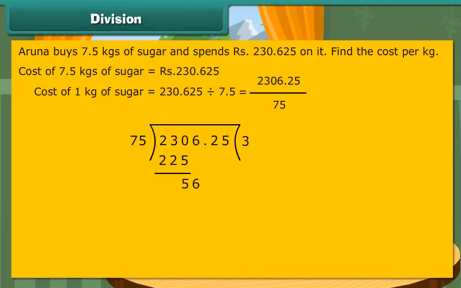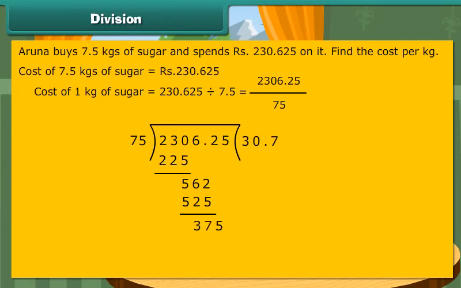Bring 6 down. The new number formed is 56. 56 cannot hold 75. So write 0 to the right of 3. Bring 2 also down. Since 2 appears after the decimal point, place a decimal point to the right of 0. The new number 562 holds 7 times 75. That is 525. Subtract and write the difference, 37 below.